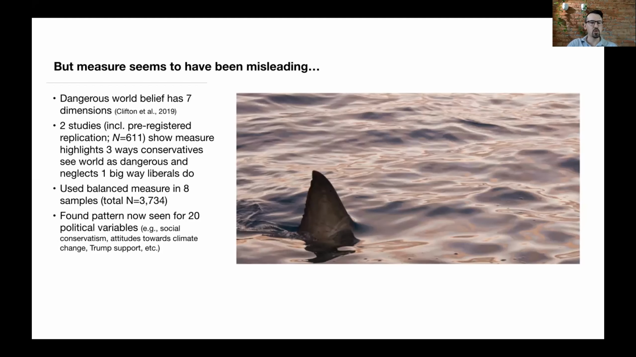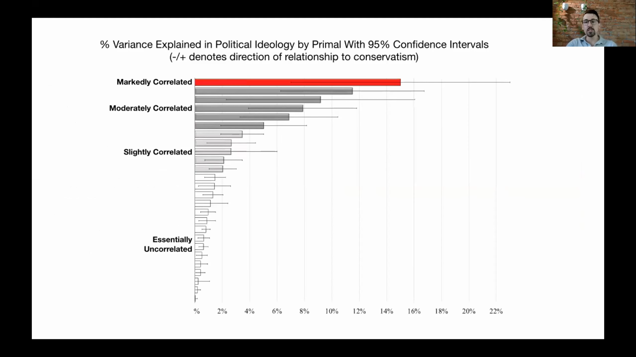So we tried to use a more balanced measure, and we looked at 8 samples so far, some of which are somewhat large. And we found the pattern really no matter what conservative versus liberal measure we use. So we've looked at social conservatism, attitudes towards Trump, and so on and so forth. And this is the pattern.